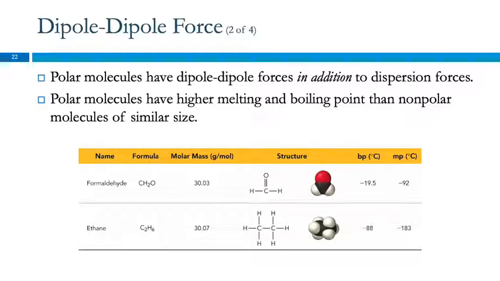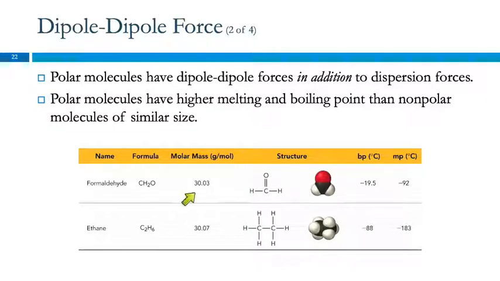So polar molecules have dipole-dipole forces in addition to dispersion forces. A lot of times worksheets and stuff will ask you to identify the strongest intermolecular force that something has. And so then we kind of seem to forget that, yes, formaldehyde here has dipole-dipole forces. That's the strongest force it has, but it also has dispersion forces. So we see that polar molecules are going to have higher melting and boiling points than nonpolar molecules of a similar size. Here's formaldehyde and ethane.